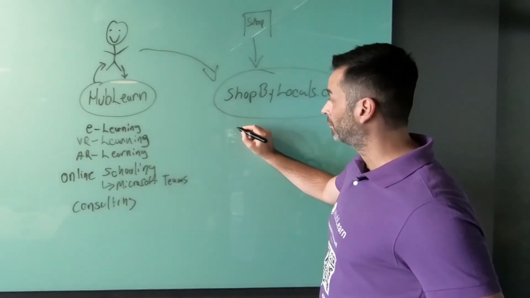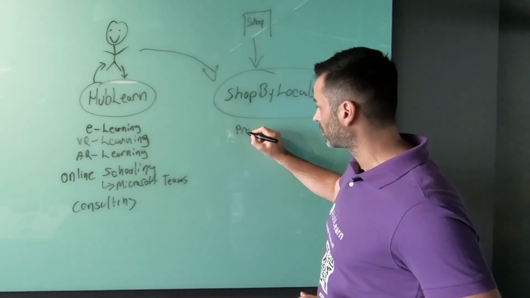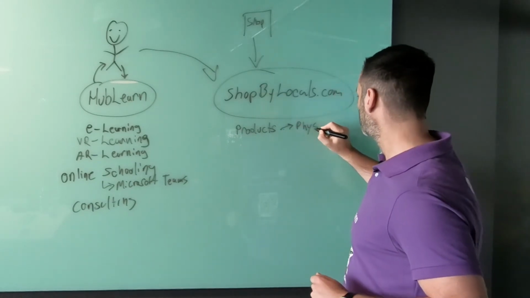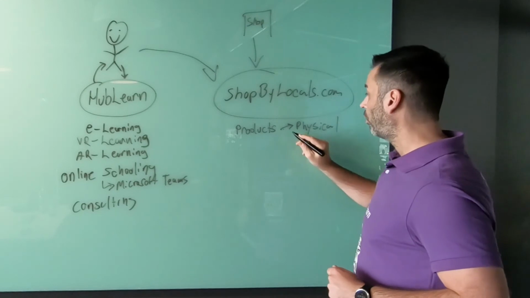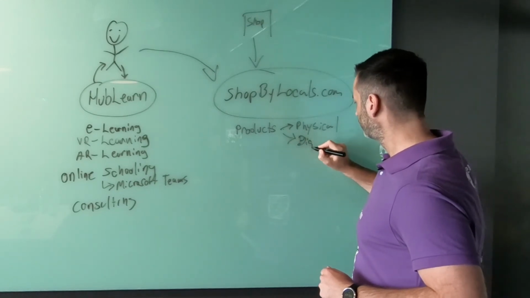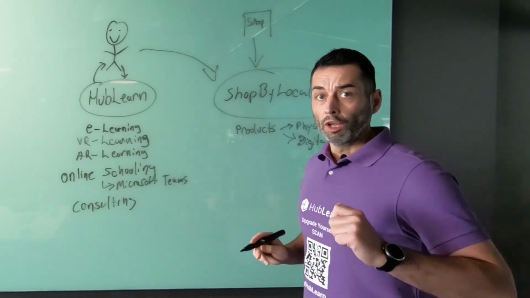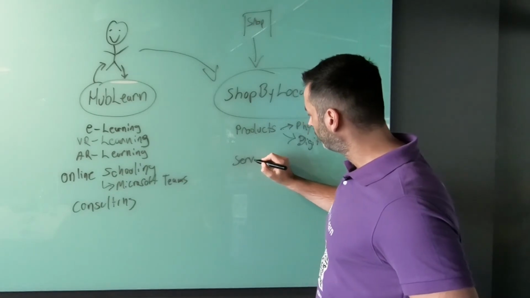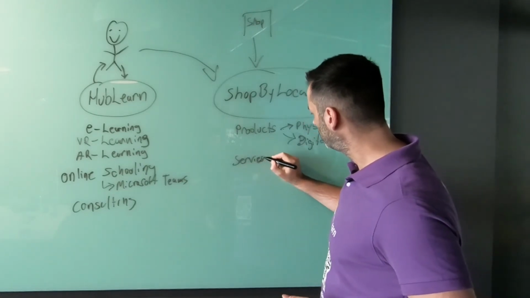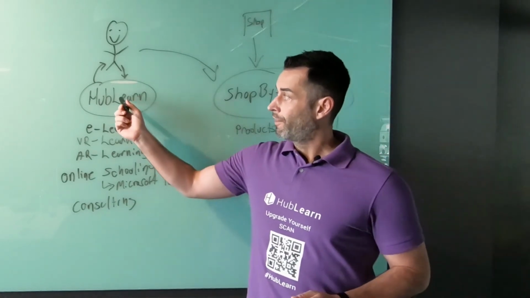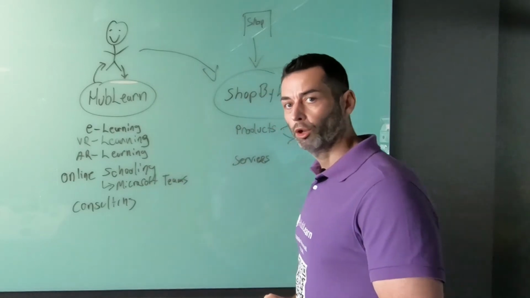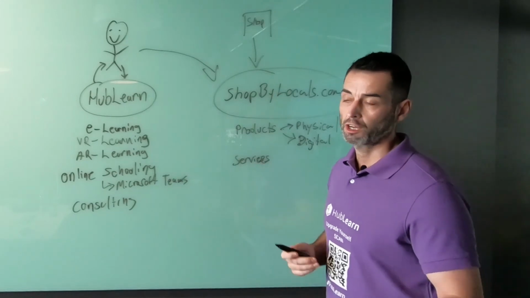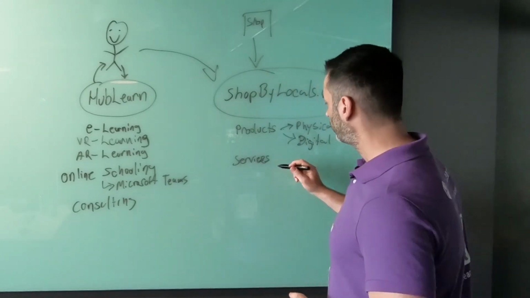We have a platform where you can sell products. They can either be physical or they can be digital. Here you have the physical or digital products, but you can also sell services. And that could be some of the knowledge which you got from HubLearn. Or it could be just regular services like cleaning service, educational service, building, whatever you want.